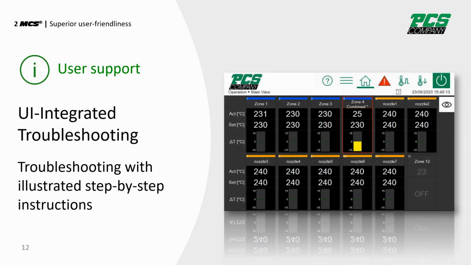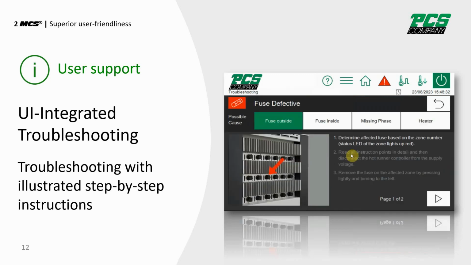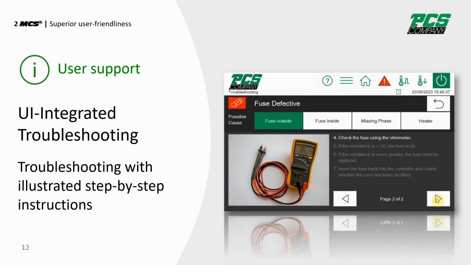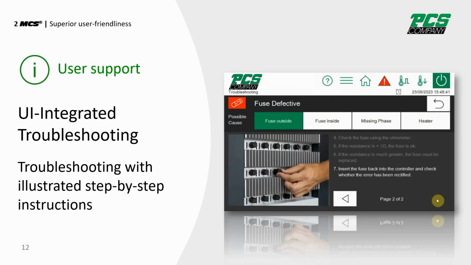The controller also supports you in troubleshooting. A guide with picture and text shows you how to proceed with troubleshooting. In the example, there is a defective fuse. Clicking on the error symbol takes you to the error diagnosis and then to the troubleshooting wizard. This will guide you step by step through all the instructions for correcting the error. This enables you to correct errors yourself, without hotline and without service manual, and reduces downtimes to a minimum.